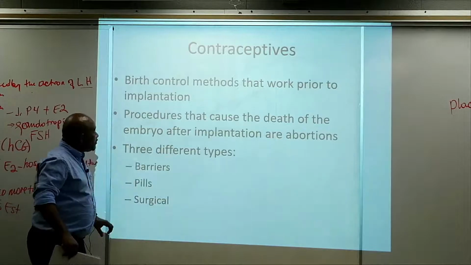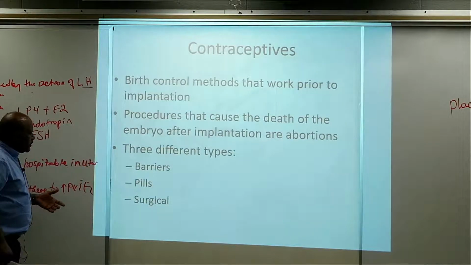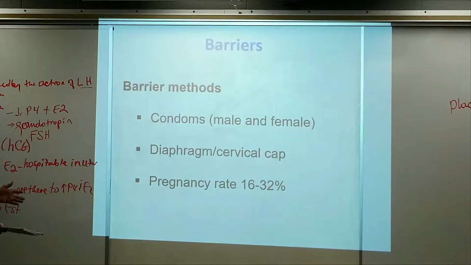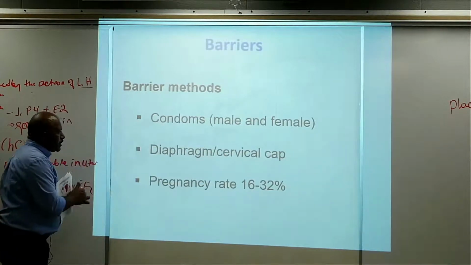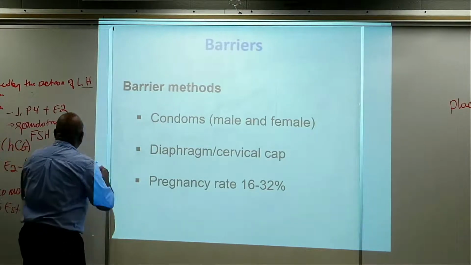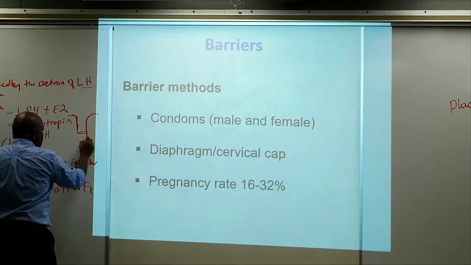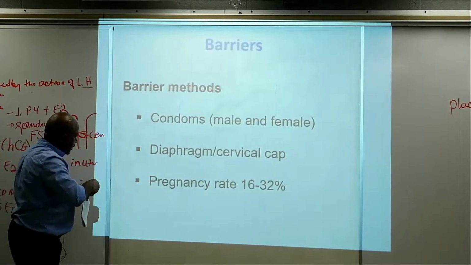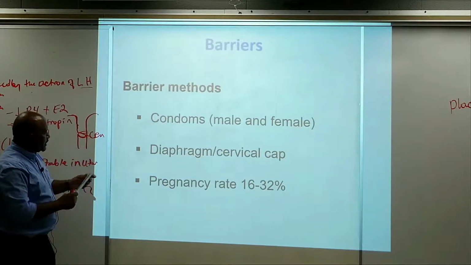There are three categories of contraceptives. The first one is the so-called barriers. There are pills which are a combination of progesterone and estrogen, but there are also some surgical procedures to prevent the establishment of pregnancy. Barriers include both male and female condoms, and the diaphragm or cervical cap, which are plastic caps put on the cervix just to block the passage of the sperm from the vagina to the uterus and to the fertilization site in the oviduct.